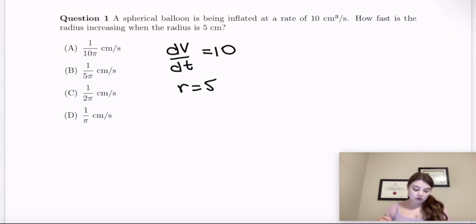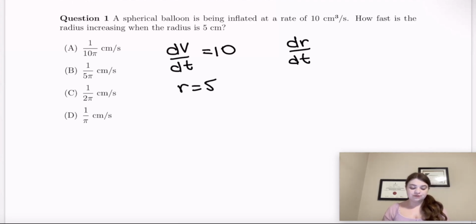And so basically, what we need to find is dr/dt, so what is the rate of change with respect to time, when r is equal to 5. Essentially, that's what we're wanting to find. Okay, so how are we going to do this?